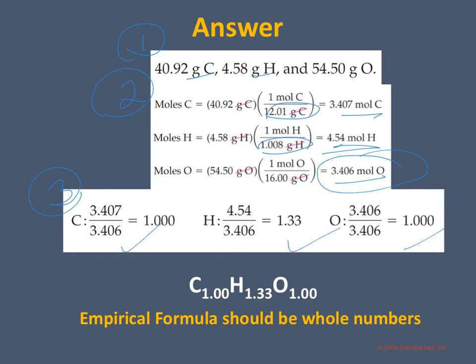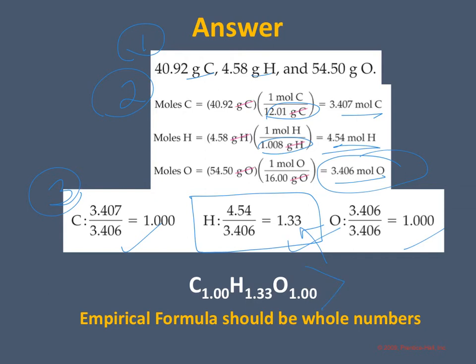Now, unfortunately for hydrogen, we didn't get a whole number. We got 1.33, and that's too far away from a whole number to just round. So this is where step 4 comes into play. If you remember the little riddle things, multiply until whole, and that's literally what you do.